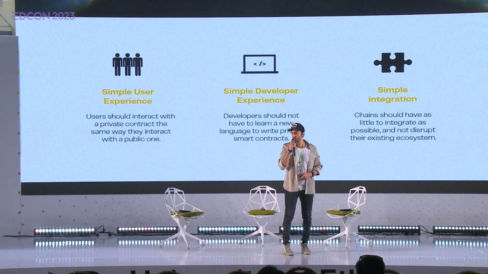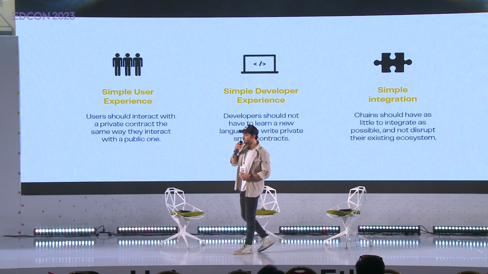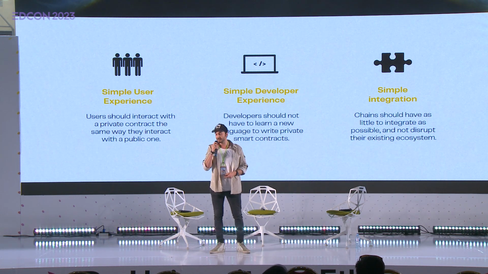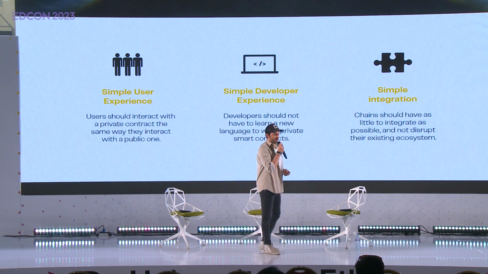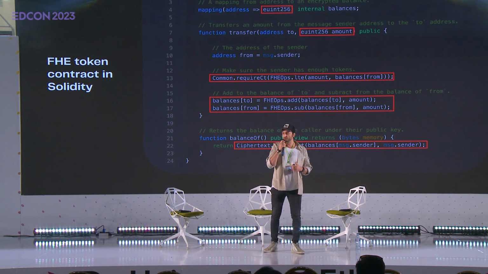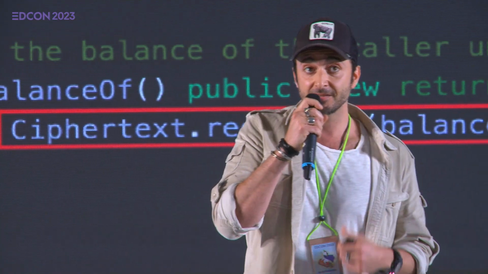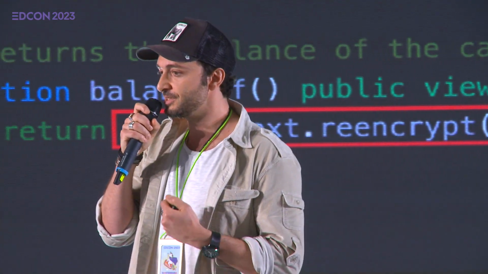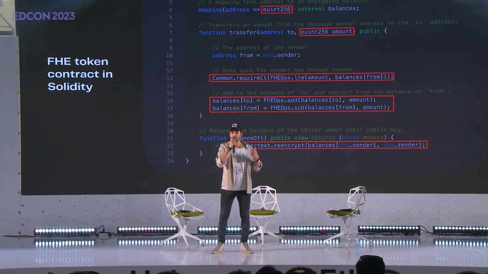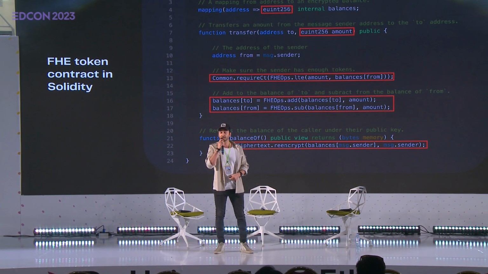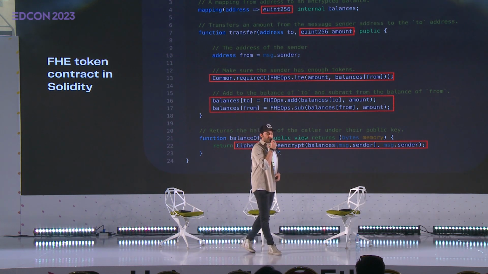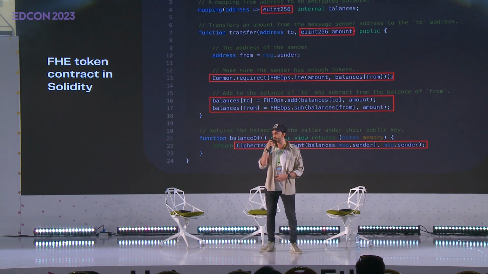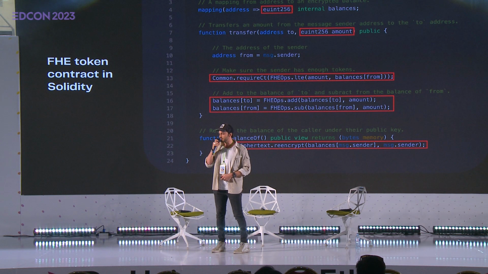So how do we use that for private smart contracts? Well, what we want is a simple user experience, a simple developer experience, and a simple integration for blockchains. What we created is a set of precompiles that augment the EVM with those extra FHE data types that you can basically use, for example, here in your ERC20 contract without changing the way you write your contracts. So just replace your integers by encrypted integers, and then you're basically done.